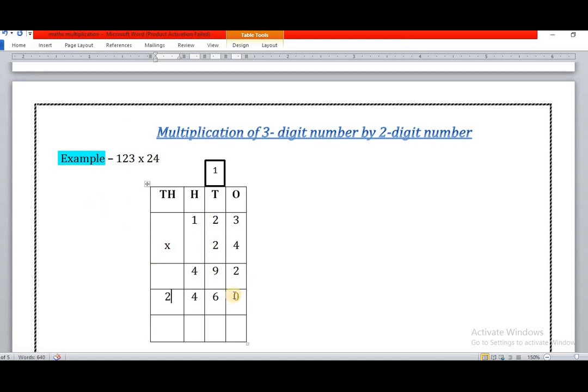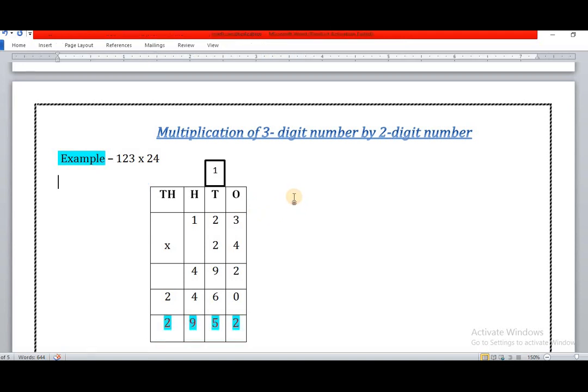And finally, I have to add this. 2 plus 0 will be 2. 9 plus 6 will be 15. 5 is there. And 1 is carried on, children. 4 plus 4 is 8. And the one which was carried, so it will be 9. And it will become 2. So, the product is 2952 after multiplying 123 into 24.